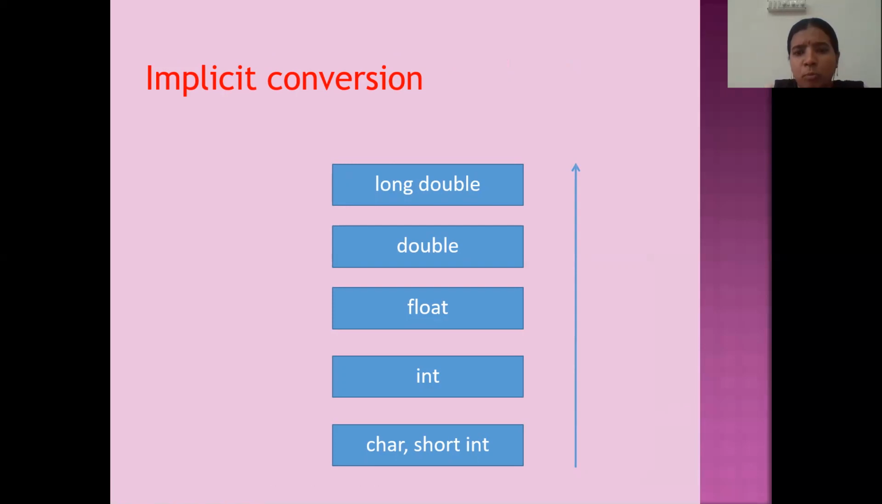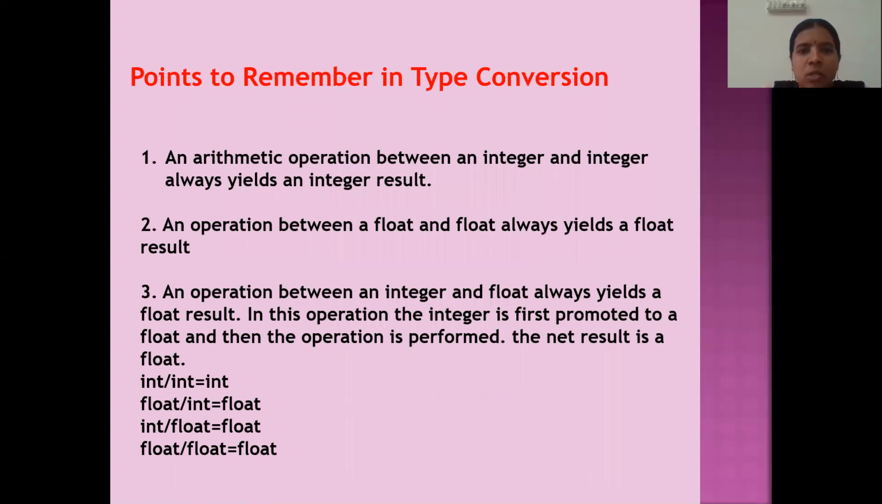So you go from top to bottom, all the lower data types are automatically converted to their higher equivalents to ensure that no data loss happens. So the points to remember are: if both the operands are integer, the answer is an integer. If one of them is float, the answer is float. If one of them is double, the answer is double.